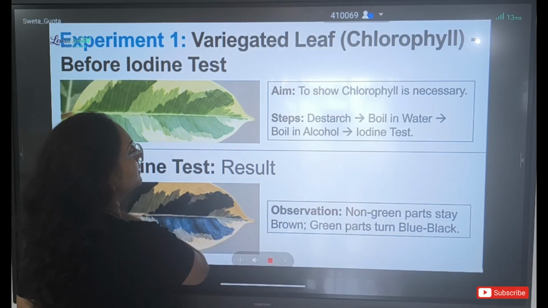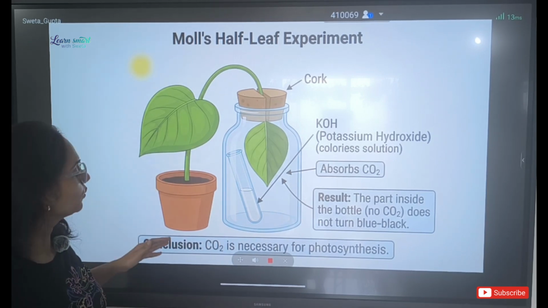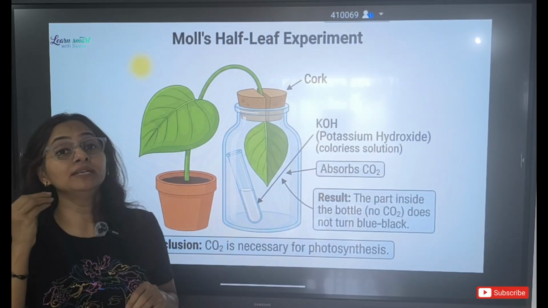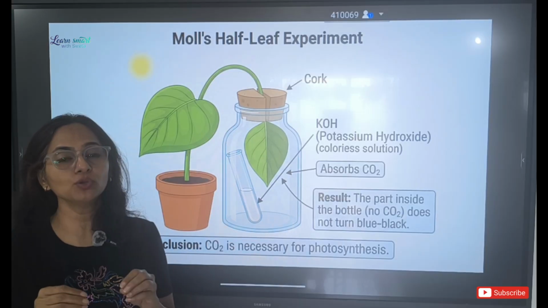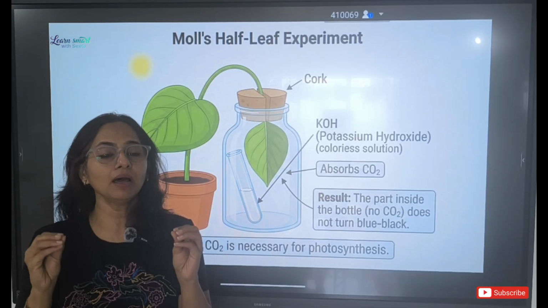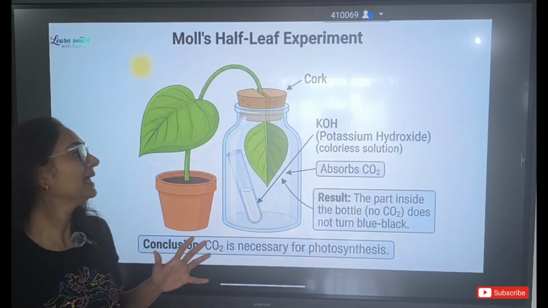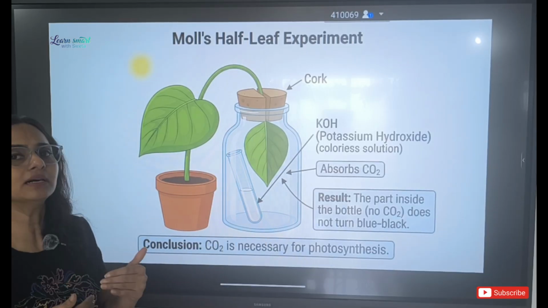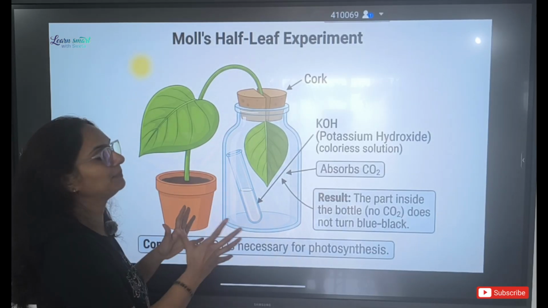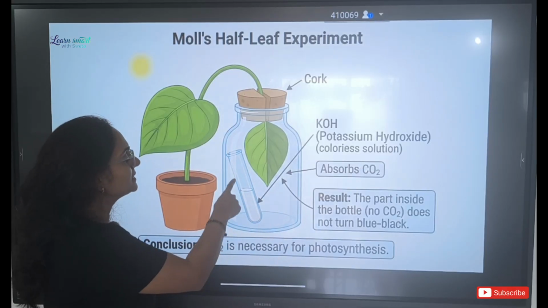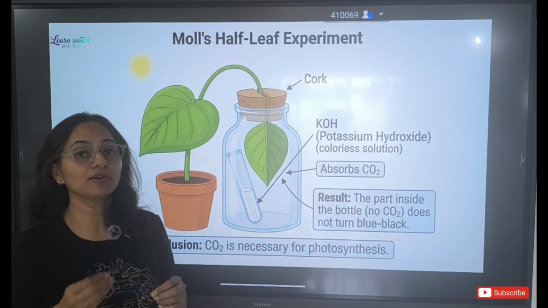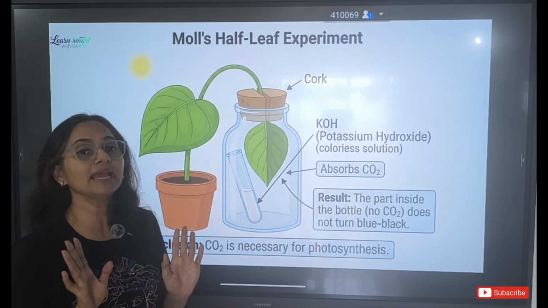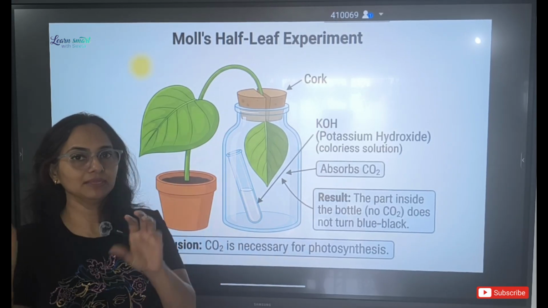Let's see the next experiment. This experiment shows that carbon dioxide is important for photosynthesis. What do we do? We have first destarched. Remember, all the experiments we do by destarching the plant. That means the plant is kept in dark for about 24 hours and then kept in the sunlight. Now, when we keep the plant in the sunlight, we have made the arrangement in such a way that one leaf is kept in a jar which contains potassium hydroxide. This potassium hydroxide, as you know, absorbs carbon dioxide, which means this leaf is not getting any carbon dioxide, and the plant is kept in the sunlight.